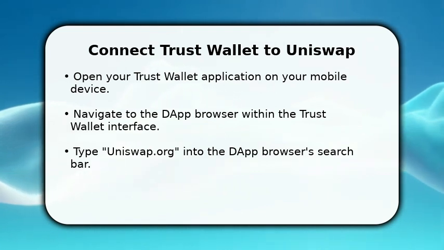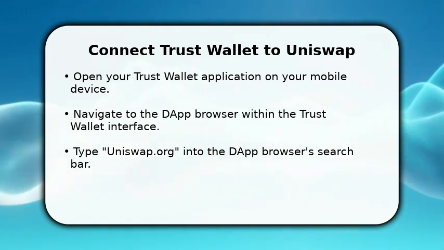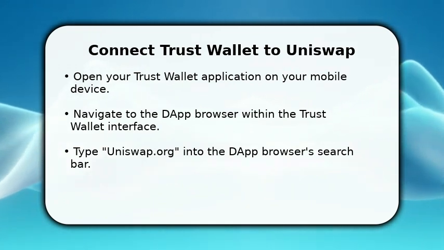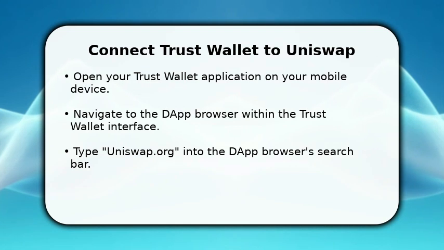Then, in the search bar at the top, type uniswap.org and press Enter. This will take you directly to the Uniswap exchange interface.